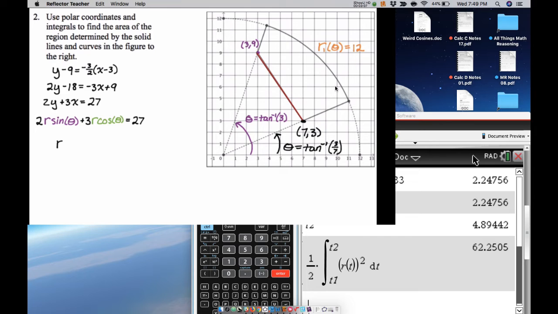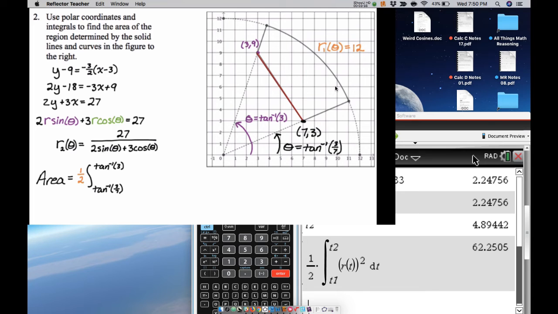Then I'm going to name it R2, so it's going to be 27 over, since I factored r out of both things on the left-hand side, 27 over the quantity 2 sine theta plus 3 cosine theta. And we're ready to finish this problem, because we have the inner curve, we have the outer curve, and we know where theta starts and where theta ends. So our total area is going to be 1/2, never forget the 1/2, the integral from the bottom angle, arctan of 3/7, to the top angle. As you rotate counterclockwise, we first hit arctan of 3/7, then we hit arctan of 3, so those are the bounds.